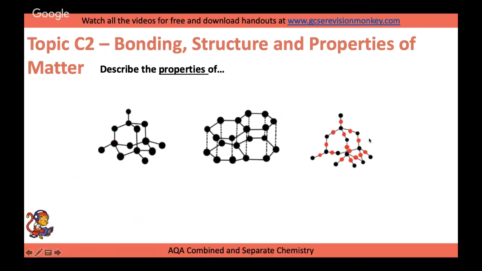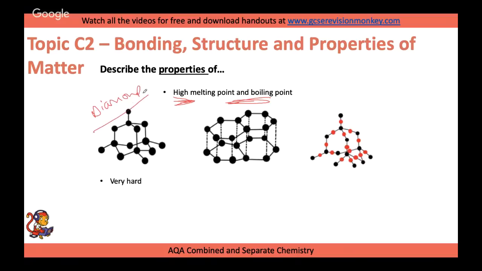Moving on to the properties, they share very similar properties. Because they're giant, they have a high melting point and boiling point, unlike the small molecules that have low melting and boiling points. So they are very hard. Not all of them, Diamond is very hard. It's one of the hardest substances on Earth.